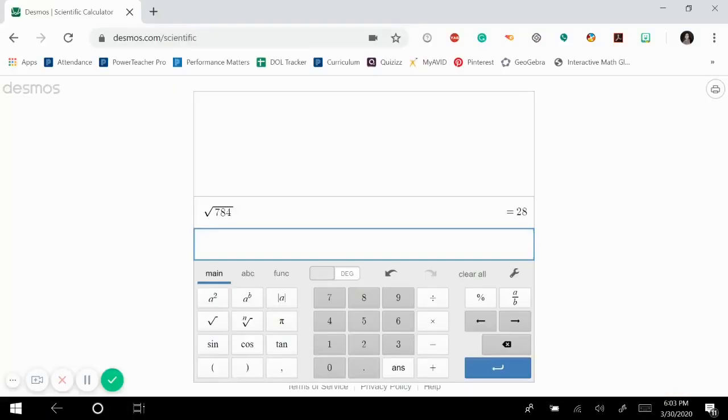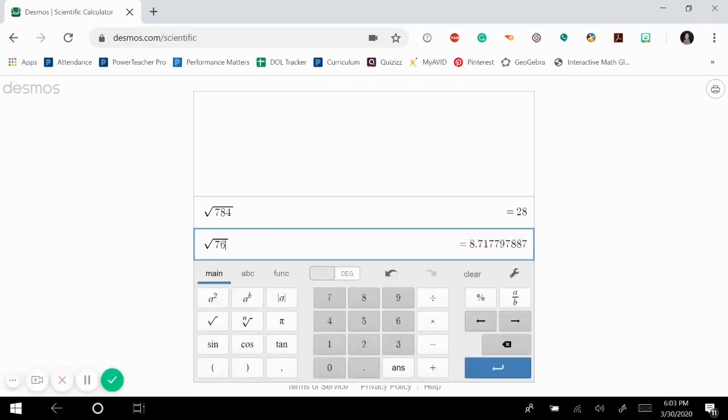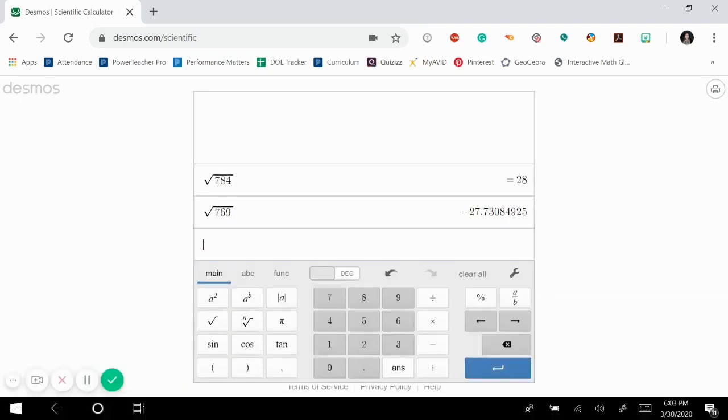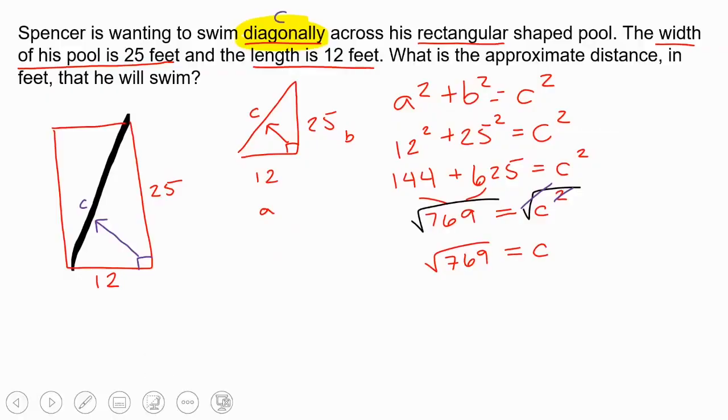I'm going to switch back over to my Desmos calculator. The square root of 769. Oops, sorry. And then I can see here that the number that it gave me has multiple decimal points, but I only want 2 decimal points. So I'm going to round. And my final answer for this example is going to be 27.73. And then I want to use feet because it says what was the approximate distance, and I know that they were using feet as their unit.